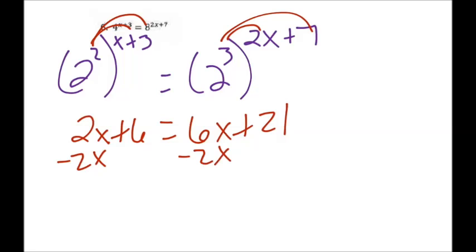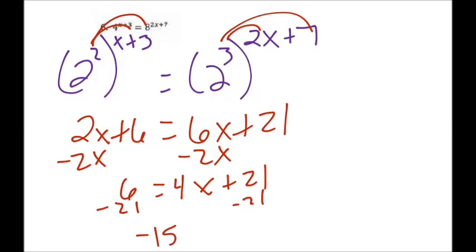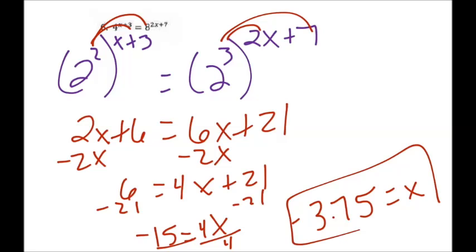Give an equation to solve. Minus 2x, 6 is equal to 4x plus 21. Subtract 21. Negative 15 is equal to 4x. Divide by 4. Negative 3.75 is equal to x. Once again, if you just totally couldn't remember it, you could put them in at y1 and y2.